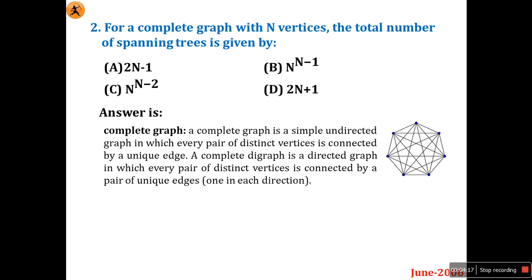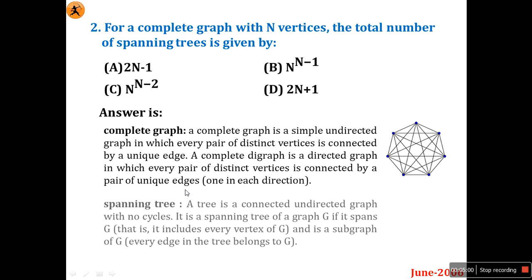Okay, what is a complete graph? A complete graph means all the vertices have edges with all the remaining vertices, that is, every vertex is connected individually with all other vertices. A complete graph is a simple undirected graph in which every pair of distinct vertices is connected by a unique edge. A complete digraph is a directed graph in which every pair of distinct vertices is connected by a pair of unique edges. This is a complete graph.